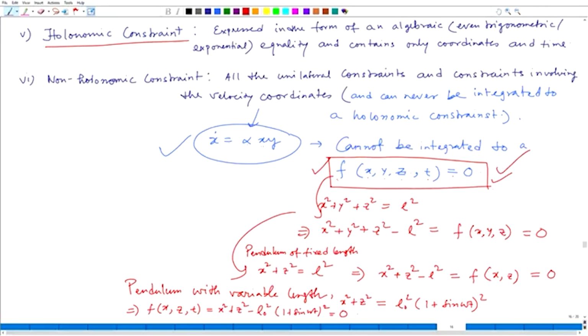So, in the next lecture we will discuss the importance of holonomic constraints and how using those constraints we can actually think of formulating a very easy way to solve different types of usual problems of classical mechanics.